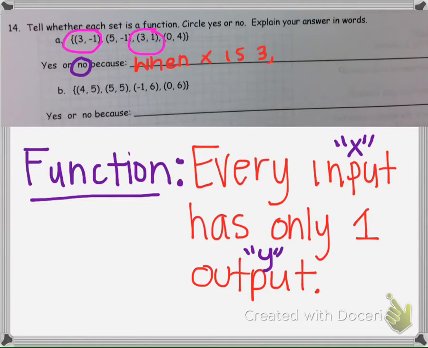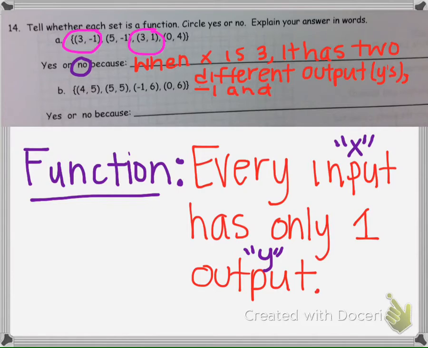When x is 3, it has two different outputs, or y's. And we could also say -1 and 1. Those are the outputs it has. So because of this, it makes it not a function.